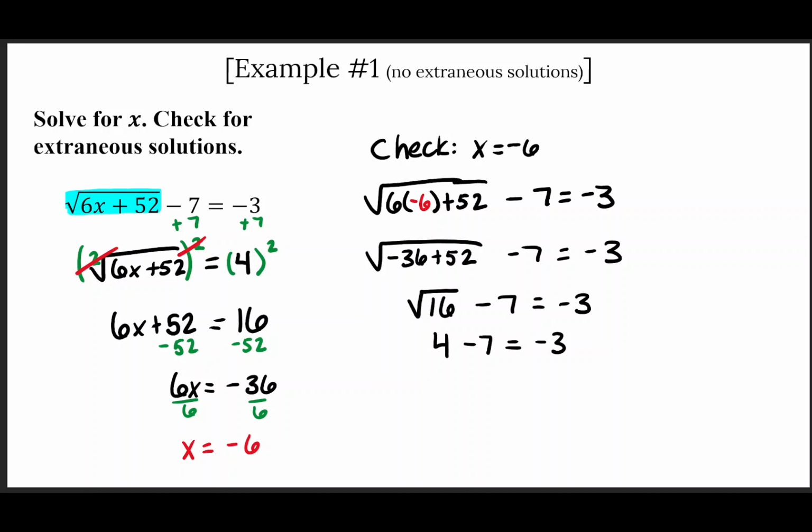And I can kind of tell where this is going. 4 minus 7 is going to be negative 3 equals negative 3. That is a true statement. That will always be true. So we are allowed to accept x equals negative 6 as an answer. So I'm going to say that. Accept x equals negative 6 as a valid answer.